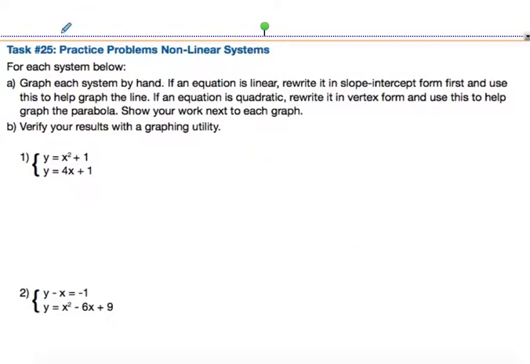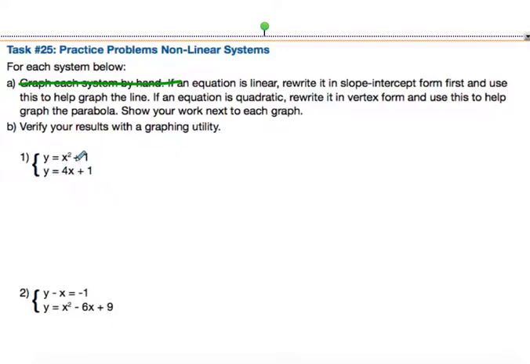All right, and the last ones. Graph each system by hand. We're not going to do that. All I need to know is where these cross. So you can do these in the calculator if you want to. You can put this in Y1 and this in Y2 and find intersection points.